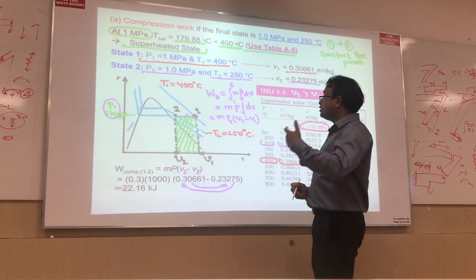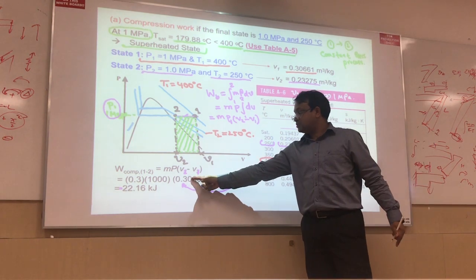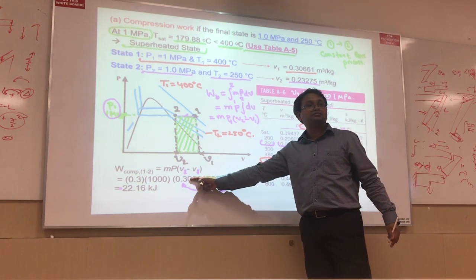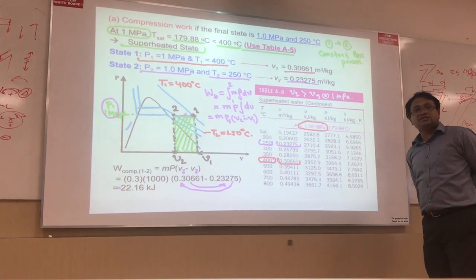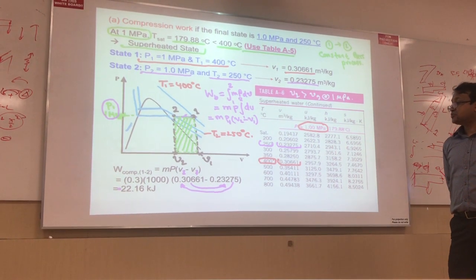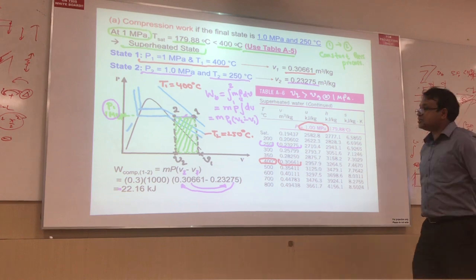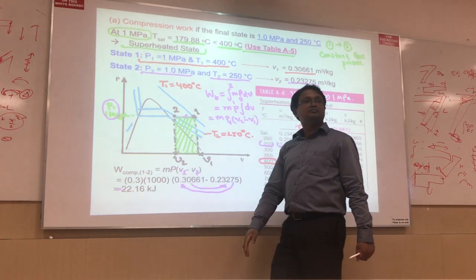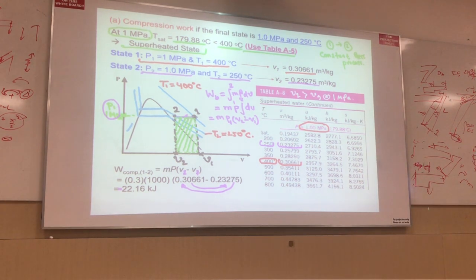Because how do you calculate the V3? 60% of V1. You multiply 60% times this. What is the number? You tell me the number. Multiply 0.6 times 0.30661. This is smaller than 0.23275. Right? Then it is here. Okay? Alright, I go to the next slide, then you understand better.